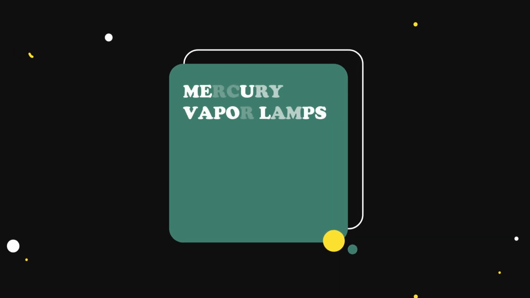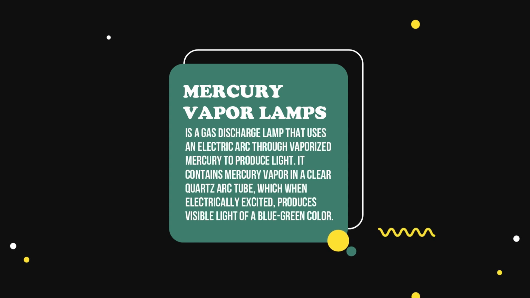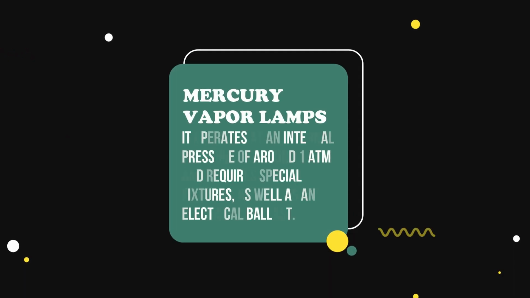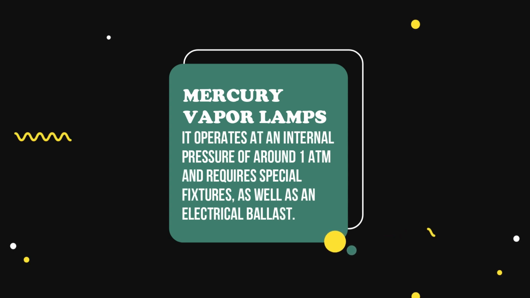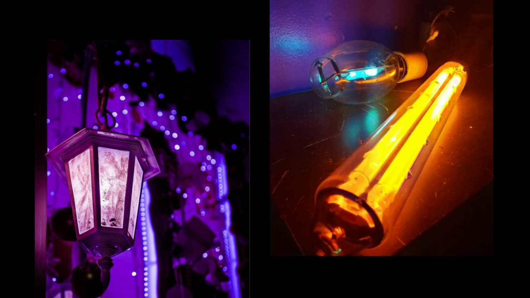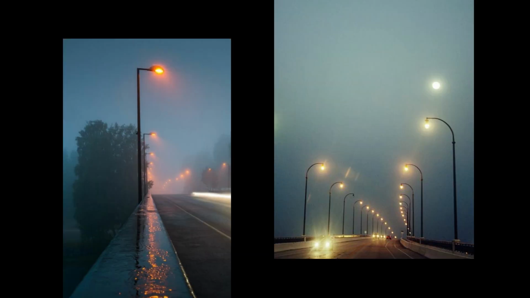Mercury vapor lamps. A mercury vapor lamp is a gas discharge lamp that uses an electric arc through vaporized mercury to produce light. It contains mercury vapor in a clear quartz arc tube, which when electrically excited produces visible light of a blue-green color. They operate at an internal pressure of around 1 atmosphere and require special fixtures, as well as an electrical ballast. It is suitable only for limited industrial areas, general outdoor applications, and street lighting. It is often used in streets, gyms, banks, or stores.